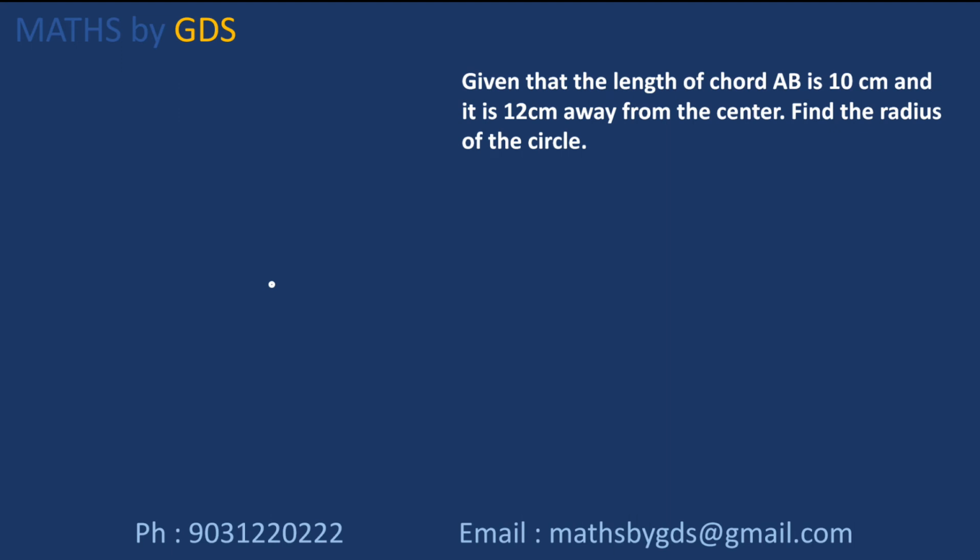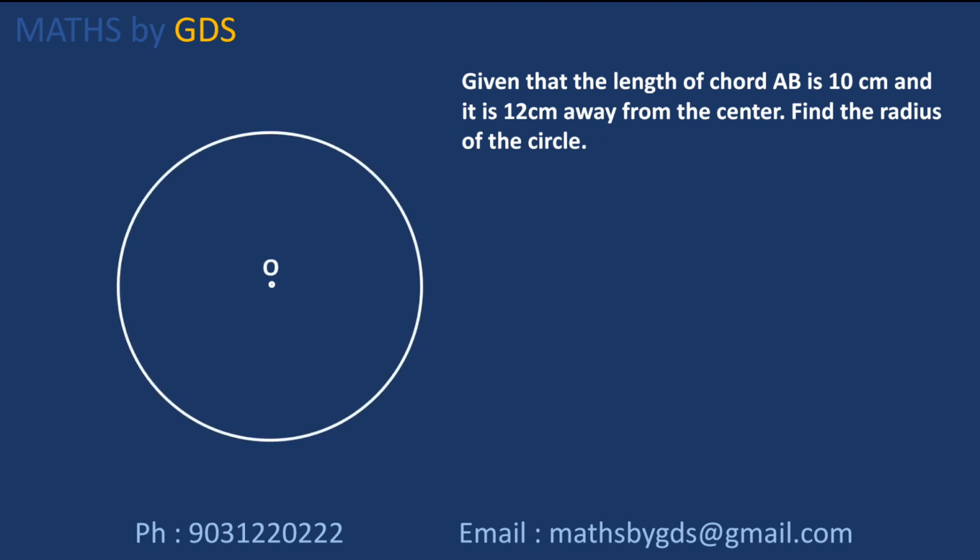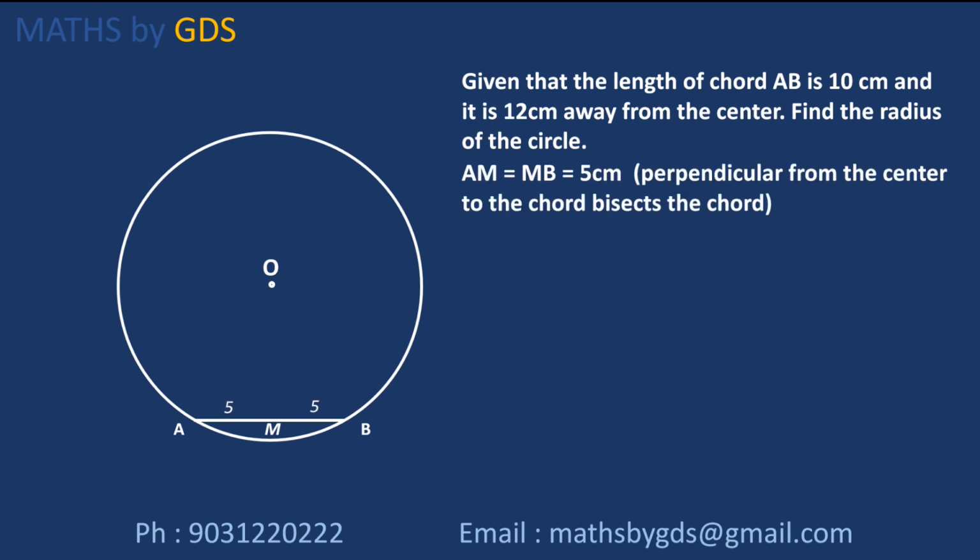Now we have a look at a simple question based on these two properties. Given that the length of the chord AB is 10 centimeters and it is 12 centimeters away from the center, find the radius of the circle. See, we have a chord AB. M is the midpoint. The perpendicular distance from the center is 12 centimeters.